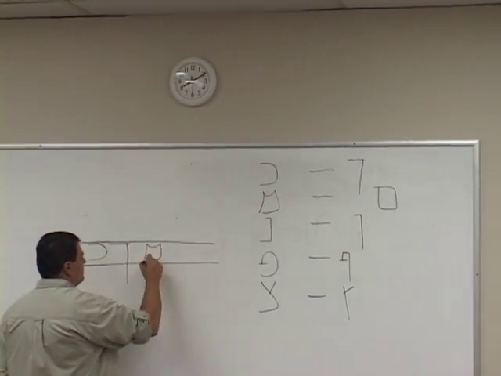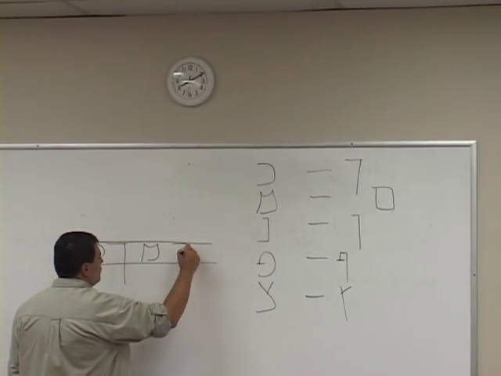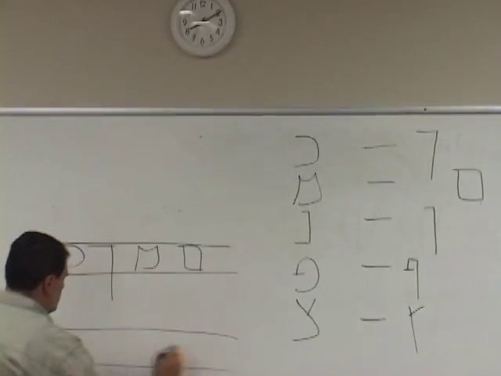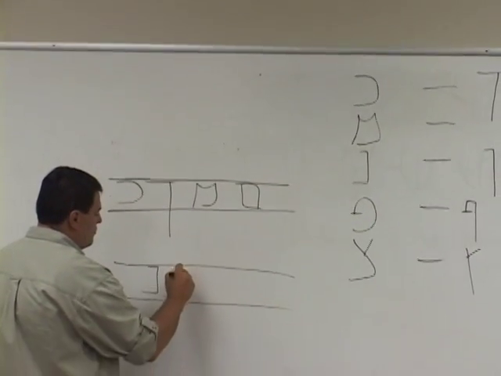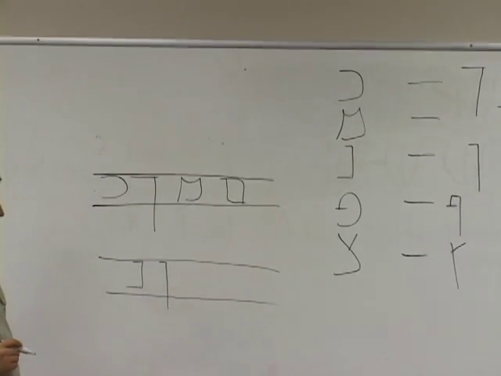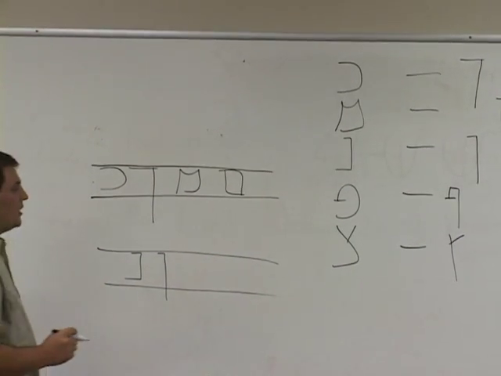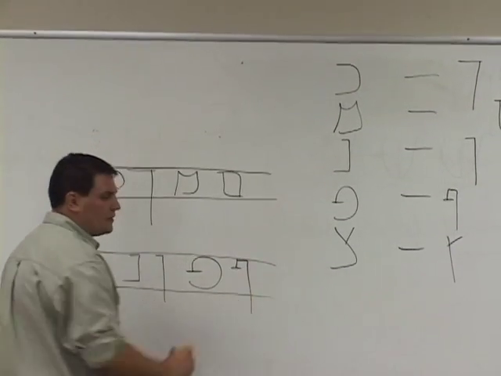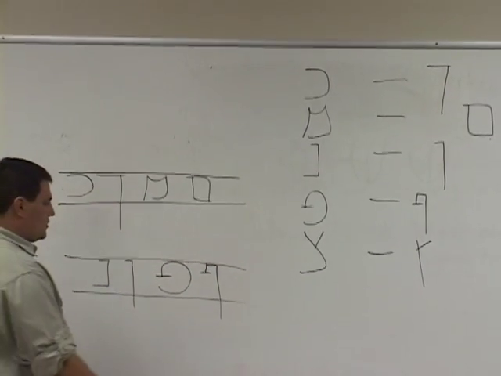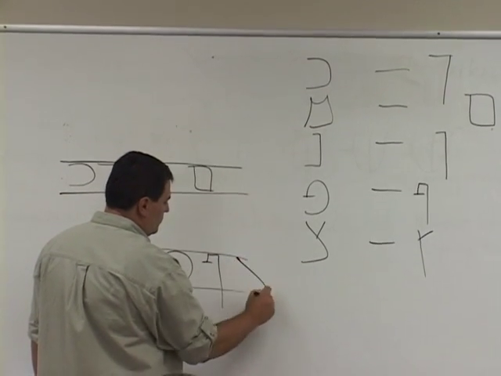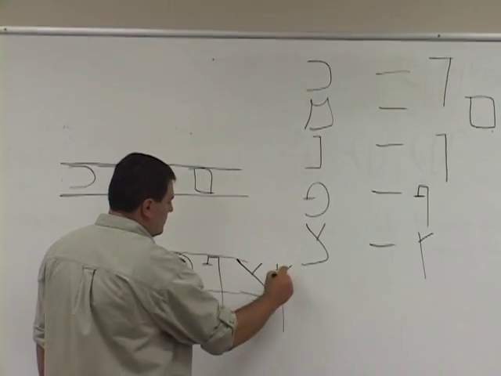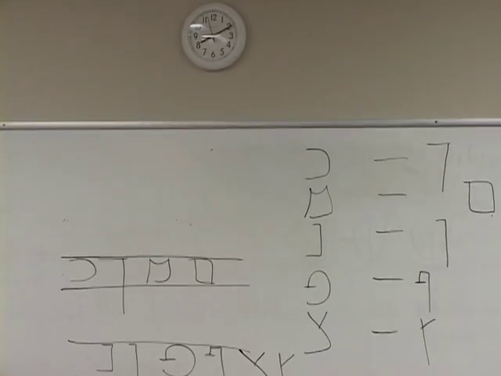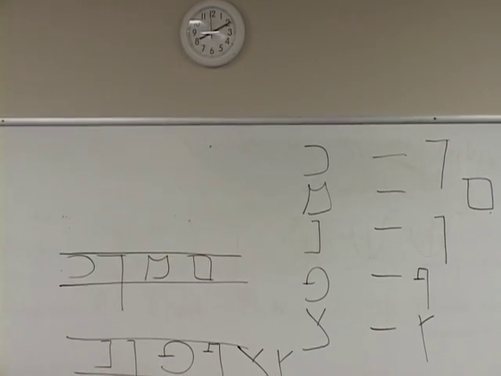This would be mem, the final form will be also within the square. If it's nun, we'll have nun, but nun final will be slightly extending beyond. If it's pe, it will be here, slightly extending beyond. Same with tzadeh. If you would put tzadeh here, this would be the final letter. And in your textbooks, I think it's pretty clear how they appear.